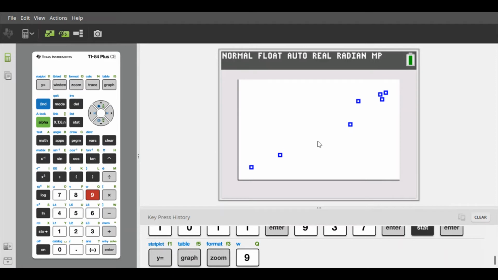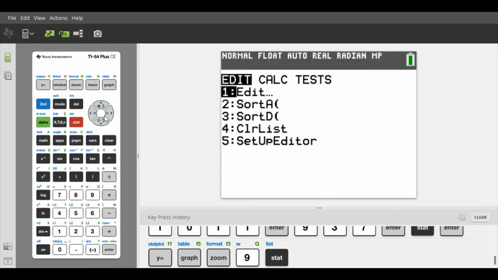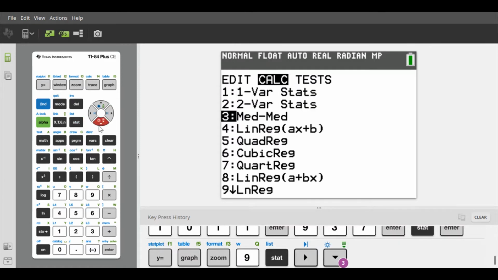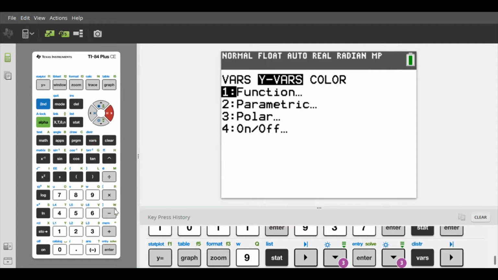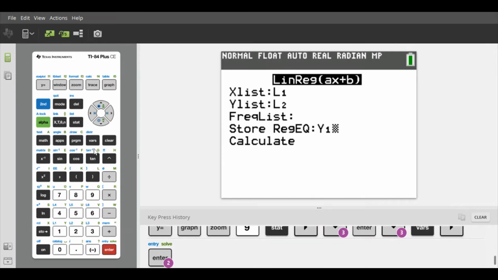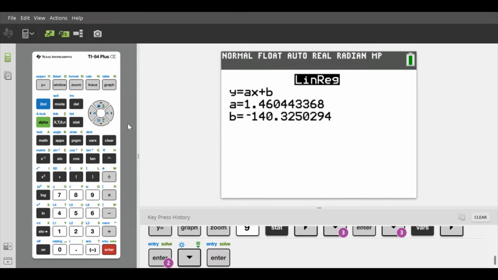And what we can see here is we have a scatter plot of our data. Now the next question asks us to create a linear model that expresses male weekly earnings as a function of female weekly earnings. So we're going to go back to stat, scroll right to calc, scroll down to linear regression, which is number 4, and we're going to create a line for this. I'm going to store it in Y1, hit calculate, and it creates a line for us. Y equals AX plus B, where A is 1.46 and B is negative 140.33 approximately.